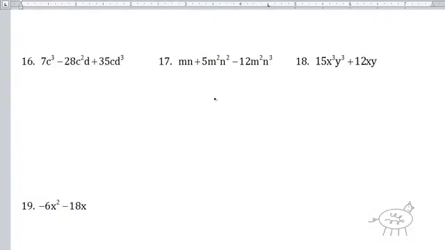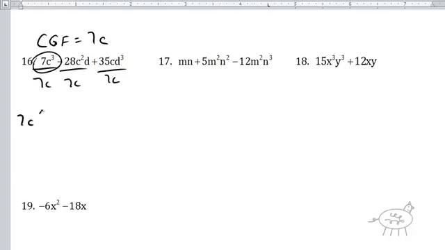Okay, so the next one, 7 goes in 7, 7 goes in 28, 7 goes in 35. So my greatest common factor is 7, and then c cubed, c squared, c, so it's just c. And there's nothing for d's in this one, then there's d and d cubed. So you can't put a d there, because you're not pulling a d out, because this one does not have a d. So truly I'm dividing everything by 7c.